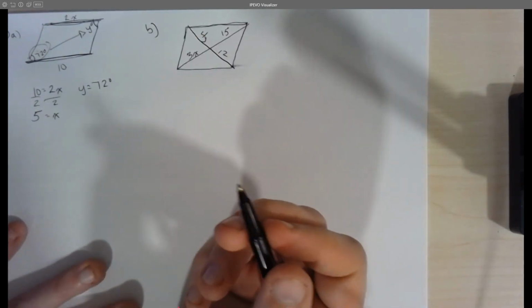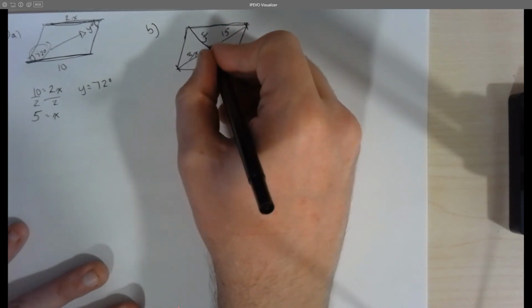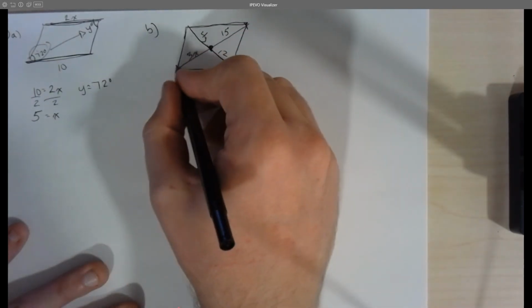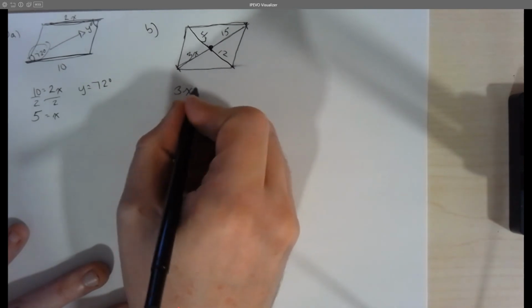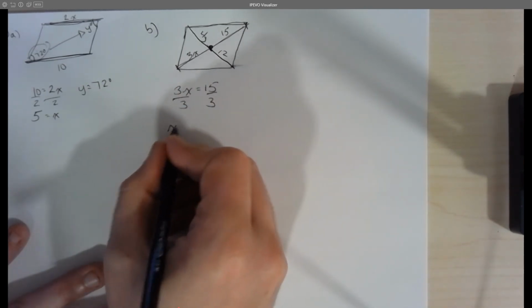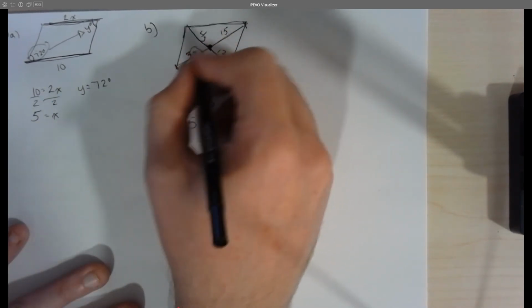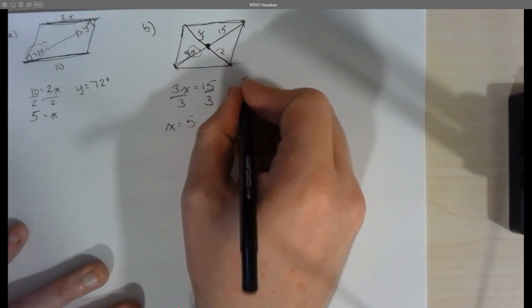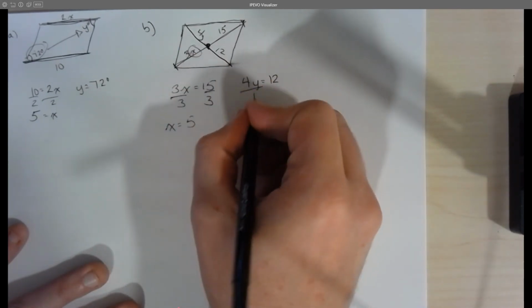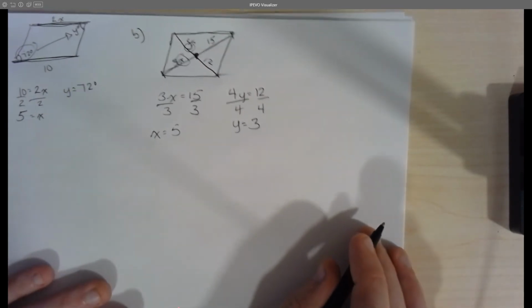Now the thing about these lines is that this distance and this distance are going to be the same. This is exactly the middle way. So this and this are equal. In other words, 3x equals 15. Divide by 3, and I figure out that my x here is 5, so that these two are both equal to 15. Here, 4y equals 12. Divide by 4, to figure out that my y here equals 3, so that my side lengths can now be equal.